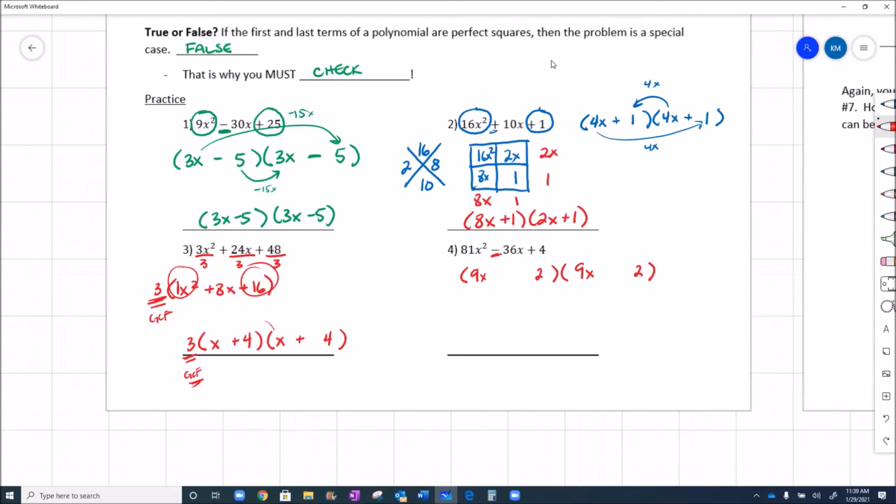Our sign here is negative. So we have negative and negative. Does this work out? Negative 18x. That would be negative 18x. 18, 18, 36. All right. So this works out for us. We have 9x minus 2 times 9x minus 2.